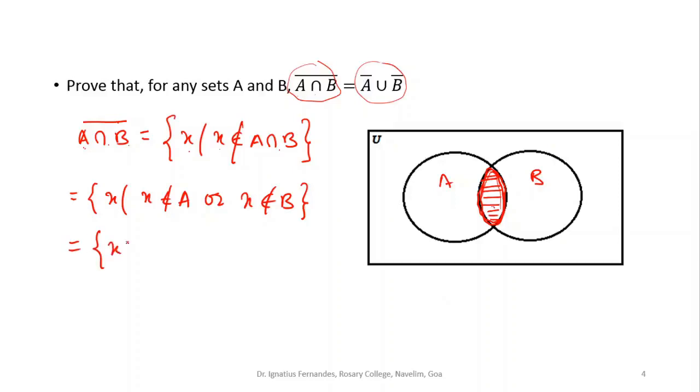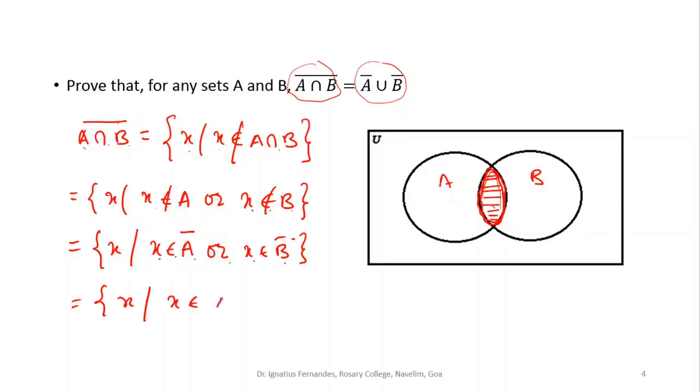So it is all those x. Now x is not in A, so where is it? It is in the complement of A. If x is not in A, that means it is in A complement. And x is not in B, which means x is in B complement. So x is either in A complement or x is in B complement.